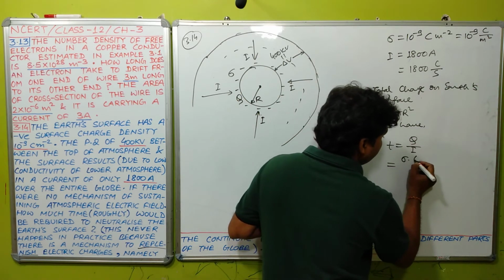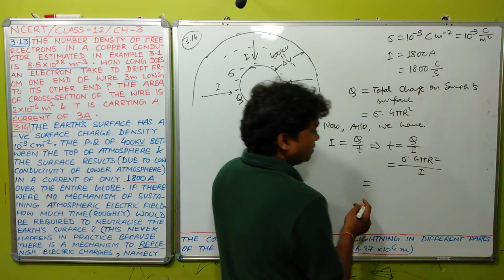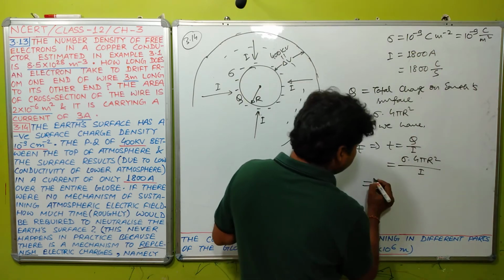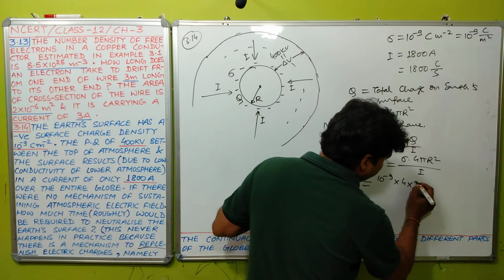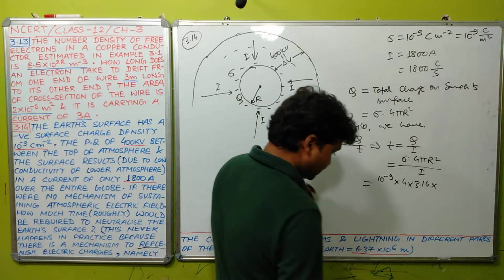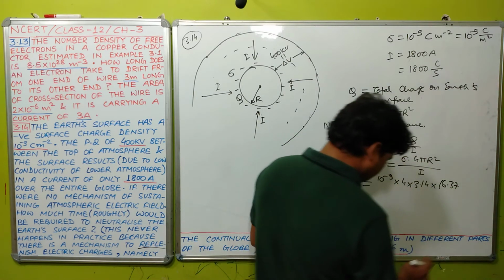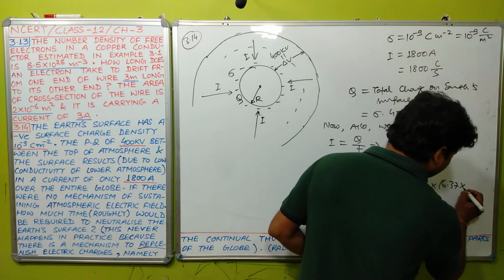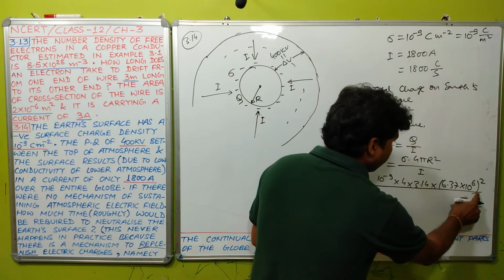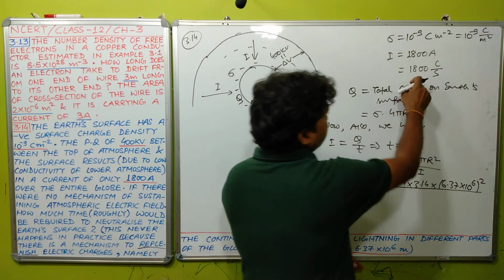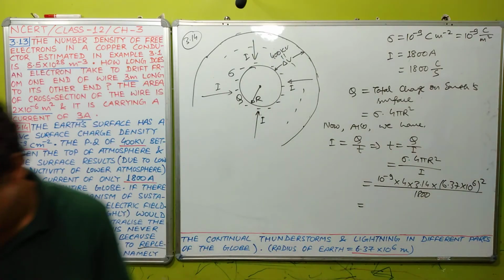Charge is sigma into 4 pi R square, and I is the current. Sigma's value is given: 10 to the power minus 9, into 4, into pi having value 3.14, radius is given 6.37 into 10 to the power 6 whole square, divided by I. Its value is given 1800, and simply solve this.